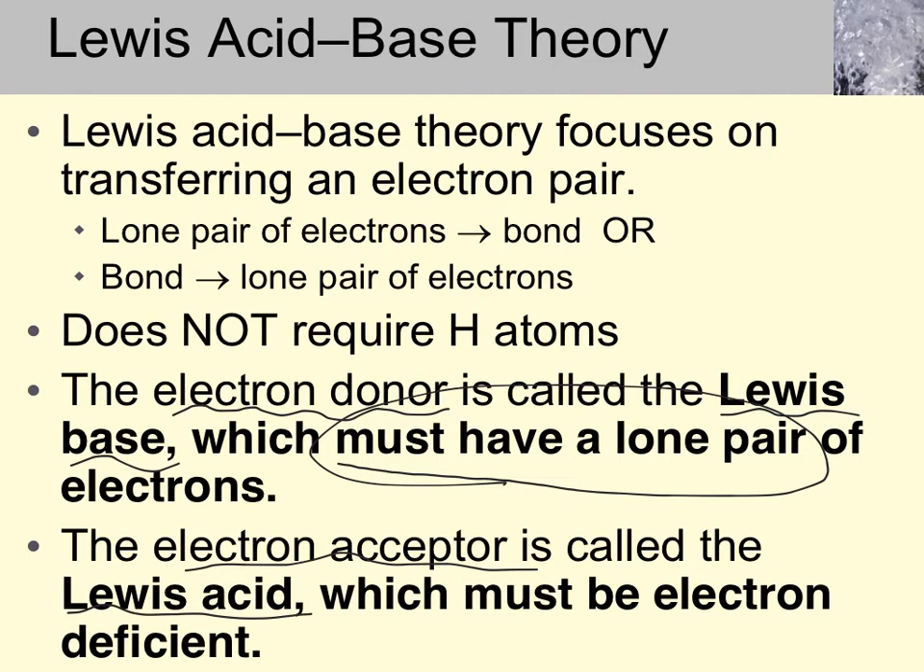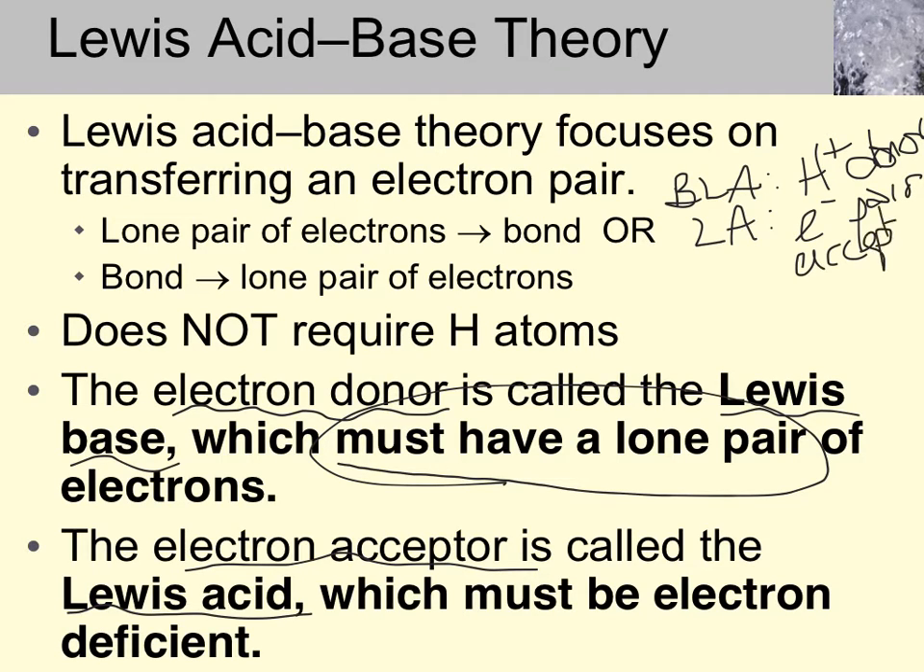Stop for a minute and wrap your head around this and realize that these definitions are kind of the opposite of one another. The Bronsted-Lowry acid is a proton donor, but a Lewis acid is an electron pair acceptor. So an acid is a donor in one sense and an acceptor in the different sense. That's how I remember it.